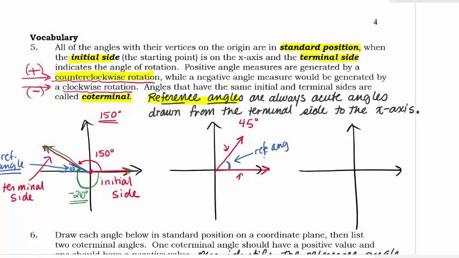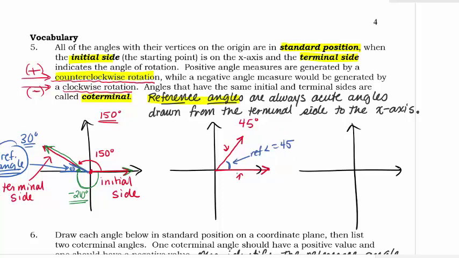The reference angle is what we use when we calculate sine, cosine, tangent, and all of those other trig functions. So this reference angle is really important to identify. Over here, the reference angle was a 30 degree angle because that was the gap between the x-axis and the terminal side. In this example, our reference angle is a 45 degree angle because that is the gap between our terminal side and our initial side.